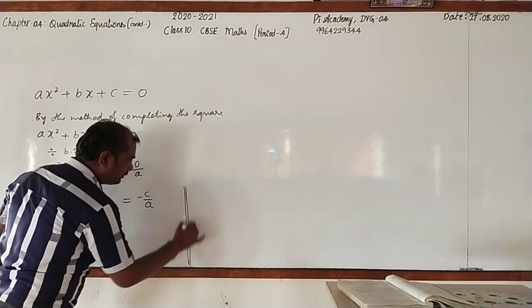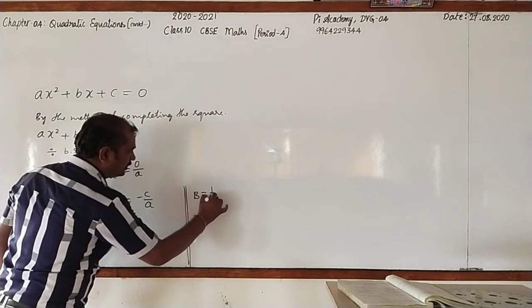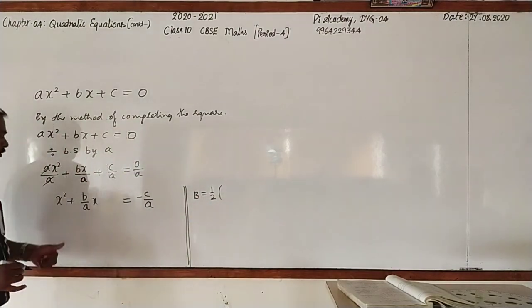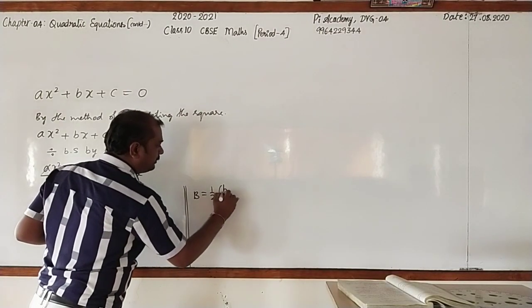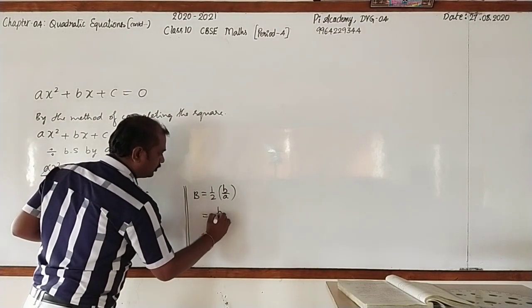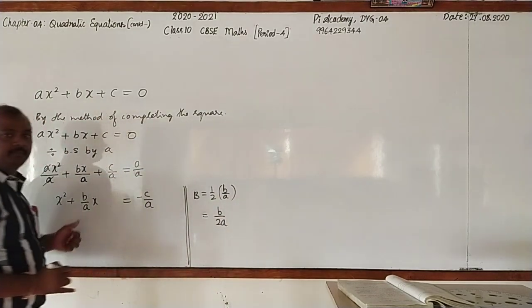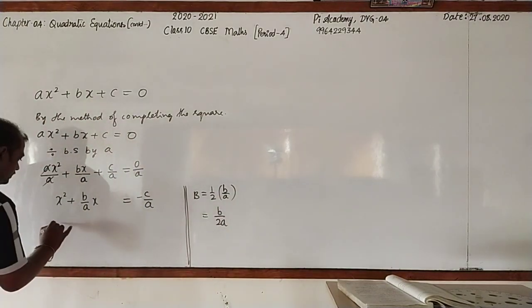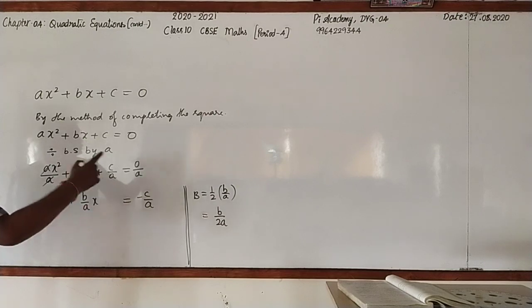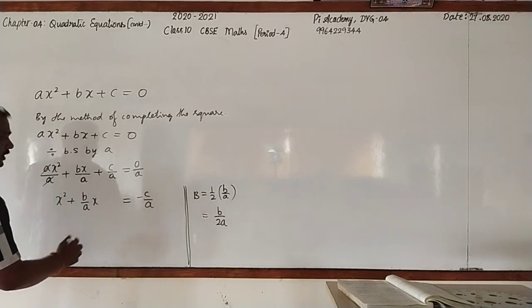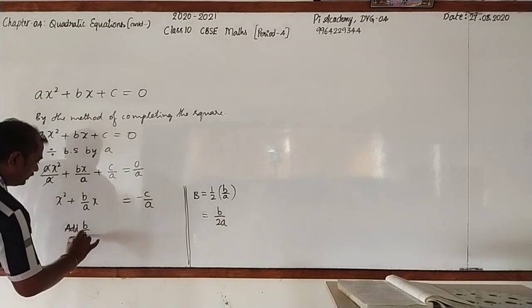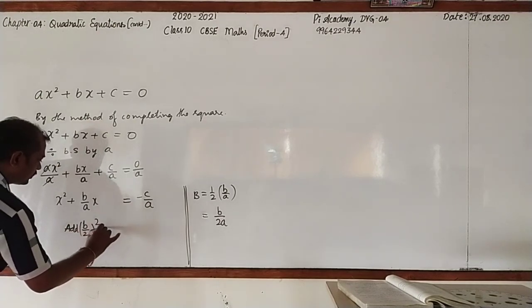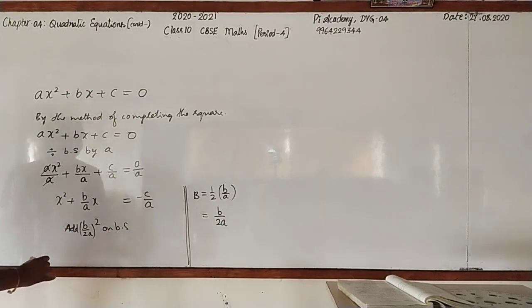How do you go for finding b? Very simple method. I have already told you. Half into coefficient of x. What is that coefficient of x? It is b by a. Half of it is equal to b by 2a. Now this b by 2a whole square, the b square term, should be added on either side. Add b by 2a whole square to both the sides.